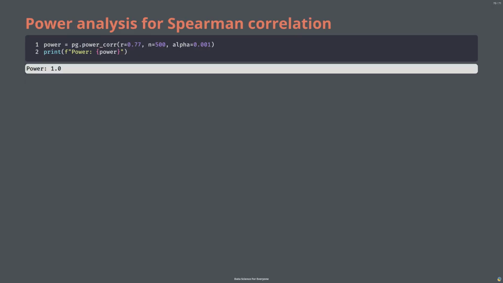To calculate the power for a Spearman's correlation test, we can use the pingouin's power_cor function. We specify the expected correlation coefficient as 0.77, sample size of 500, and the significance level alpha as 0.001. The resulting power is 1, which supports the reliability of our findings.